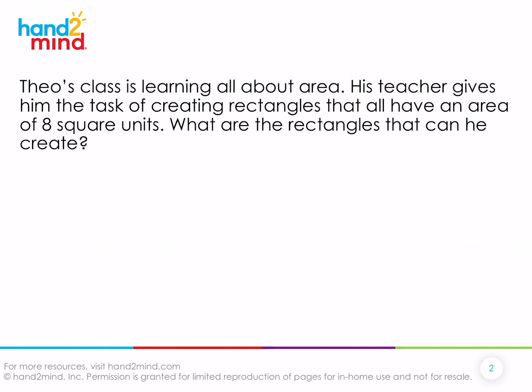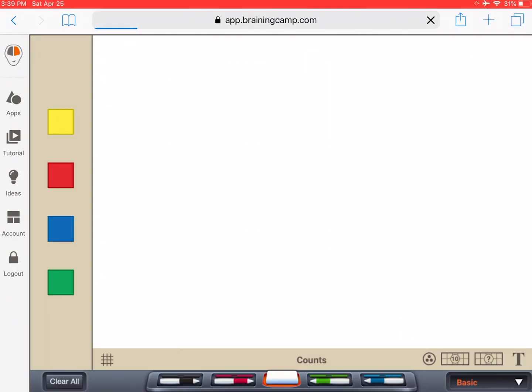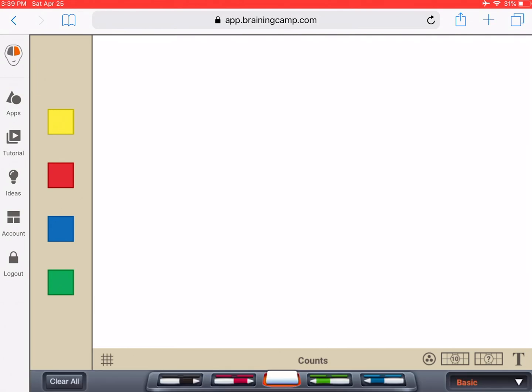So Theo's class is learning all about area. His teacher gives him the task of creating rectangles that all have an area of 8 square units. What are the rectangles that he can create? For this, we are going to use our Braining Camp app website and our color tiles to help us. If you can access this app, it's a great tool to help us visualize area and rectangles. If you don't, you could always draw out the rectangles, or maybe you have our color tiles at home, which would be even better.